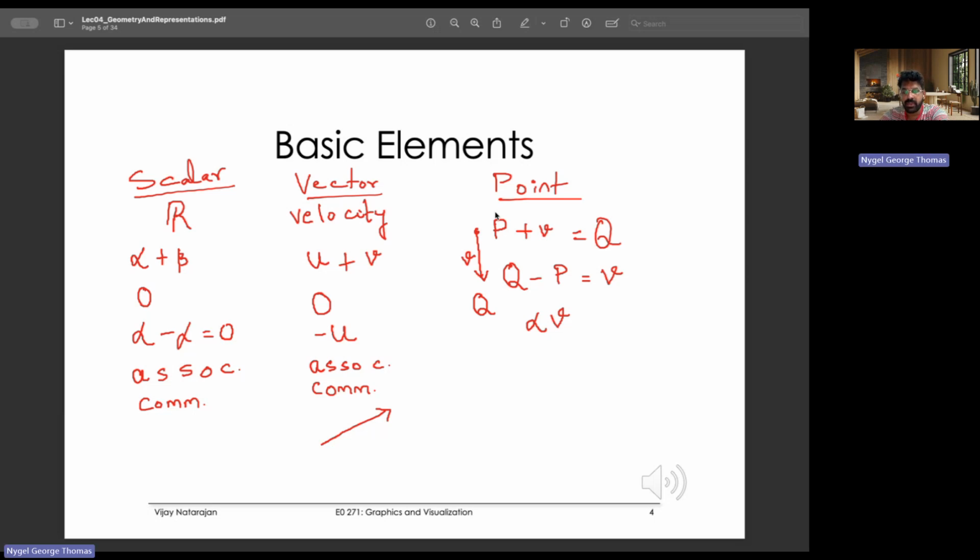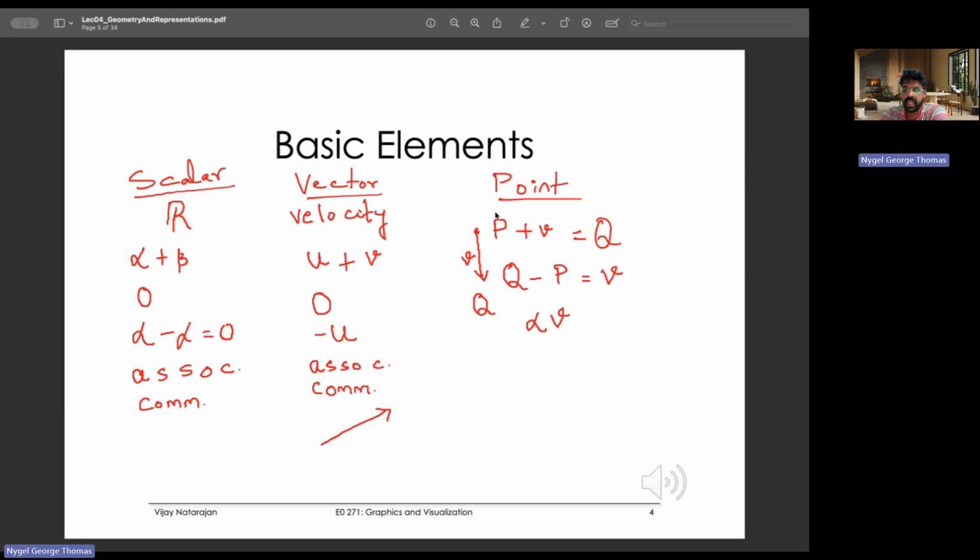Vectors, one of the examples of a vector is something like a velocity. So it has both magnitude and direction. There's also an additive identity, the zero vector. Also, it has an additive inverse. It satisfies both associative and commutative properties. The issue with scalars is that you can't represent geometry with scalars. It's just like a number. But with vectors, you have a magnitude as well as a direction.